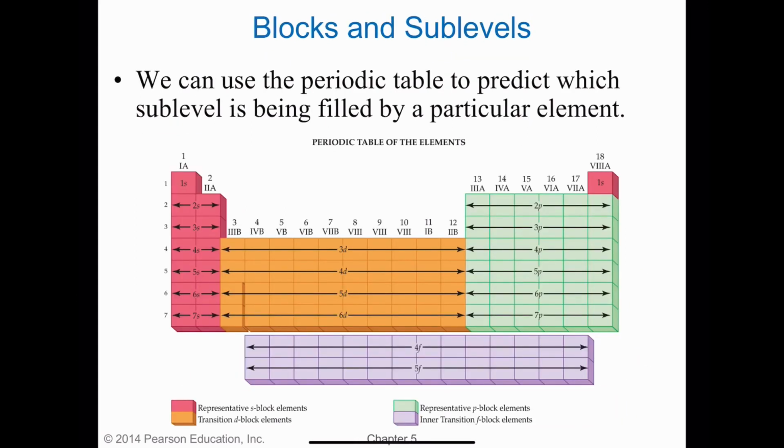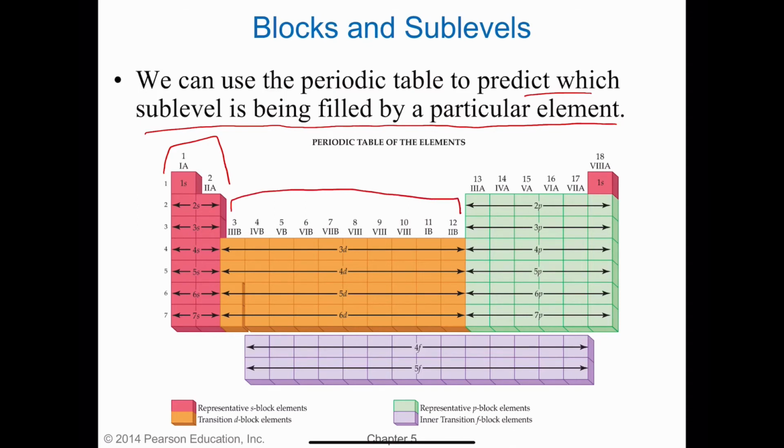So the next thing in this video, we're going to transition over to electron configurations. So I had this slide last week. We could use a periodic table to predict which sublevel is being filled by a particular element. So we talked about how this block of the periodic table is called the S block. And then we talked about the transition metals. So this block in the middle is called the D block. In green over here, this is the P block. And then down here for the lanthanides and actinides, this is the F block.